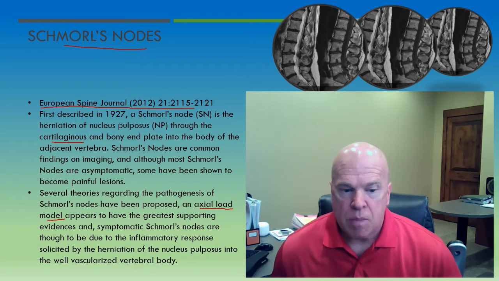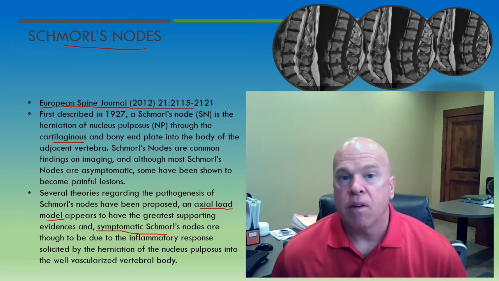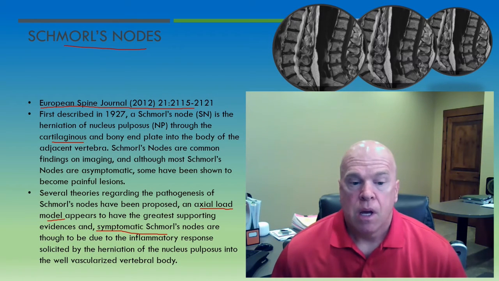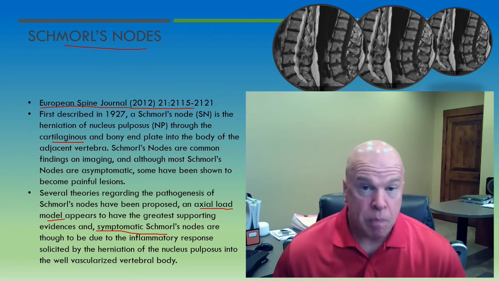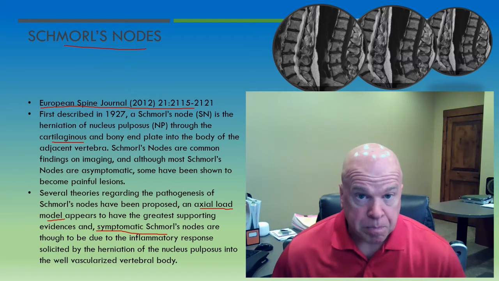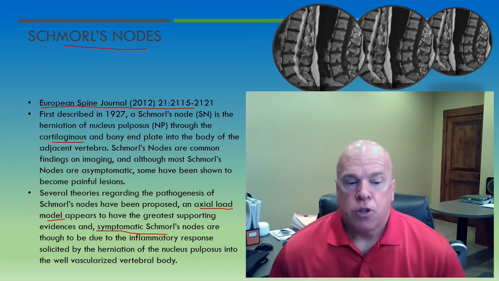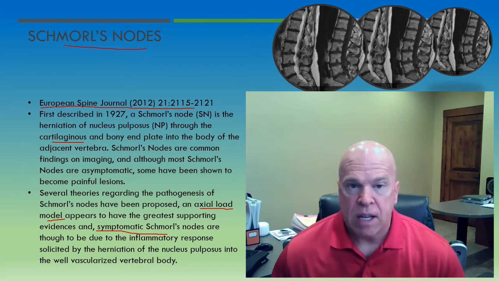And symptomatic Schmorl's nodes, differentiating symptomatic from asymptomatic Schmorl's nodes: symptomatic Schmorl's nodes are thought to be due to the inflammatory response solicited by the herniation of the nucleus pulposus into the well-vascularized vertebral body.